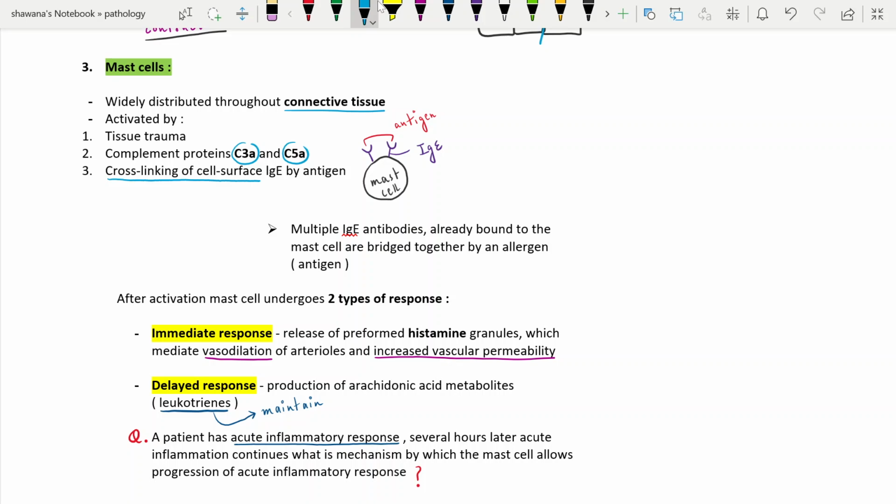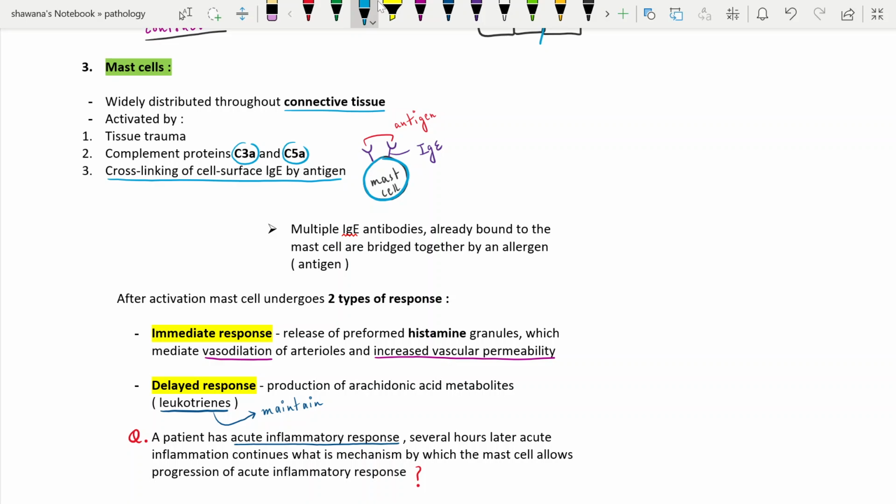It has multiple IgE (immunoglobulin E) antibodies on its surface. They are already bound to the mast cells. But when an antigen comes, it cross-links these two IgE molecules, or it can cross-link multiple IgE antibodies. When this cross-linking of surface IgE antibodies of the mast cell occurs, it is going to activate the mast cell due to the antigen cross-linking the IgE molecules.